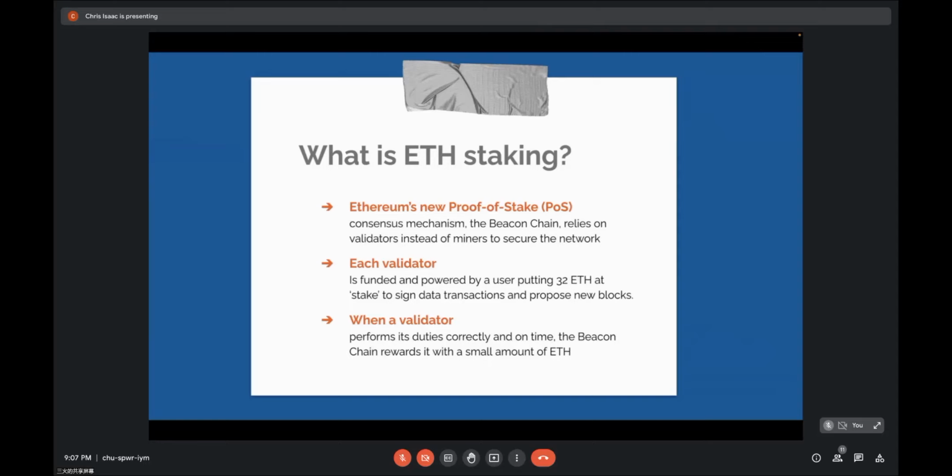So when a validator performs its duties correctly and on time, the beacon chain sends a small amount of ETH to the validator. And that is the whole point, right? Why run a validator unless there's some reward mechanism in there, and that's built in, and that is what we're talking about.